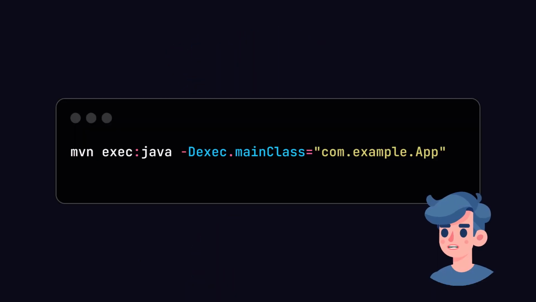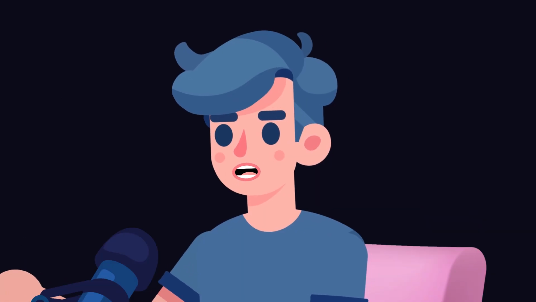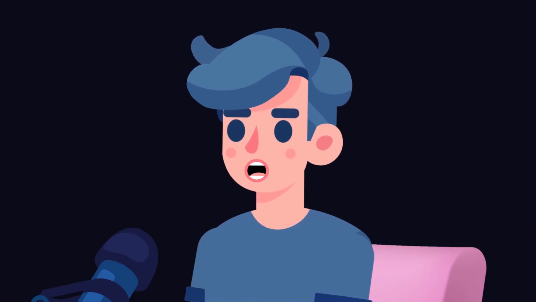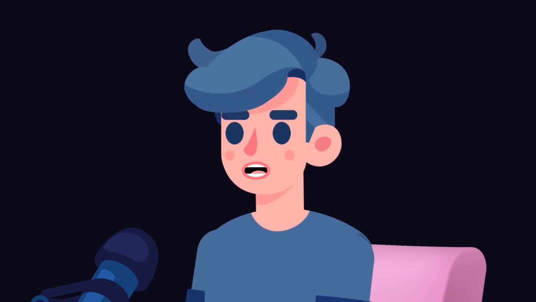To run your application, execute the following command in your terminal. If everything is set up correctly, you should see the contents of the CSV file displayed in your terminal. This demonstrates how to read data in Spark using Java.